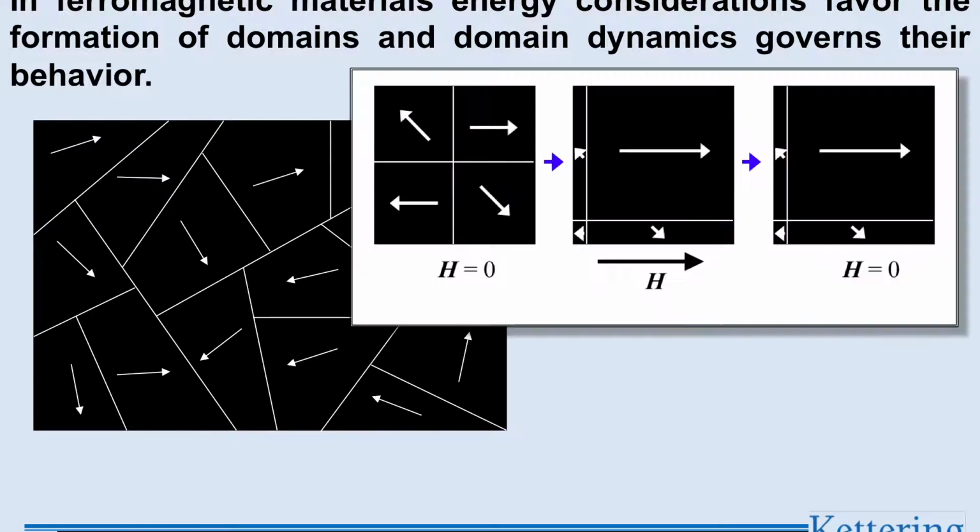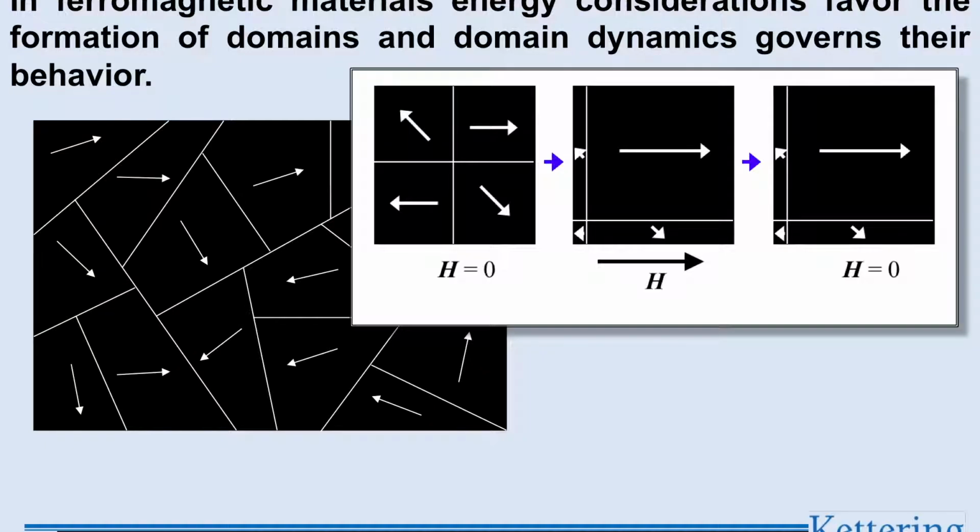However, if we put a magnetization on, let's say to the right, those domains that are more aligned with the material or with the field grow, and the others shrink. It's what we call domain dynamics or domain wall motion, and this sort of governs the magnetic behavior of these.